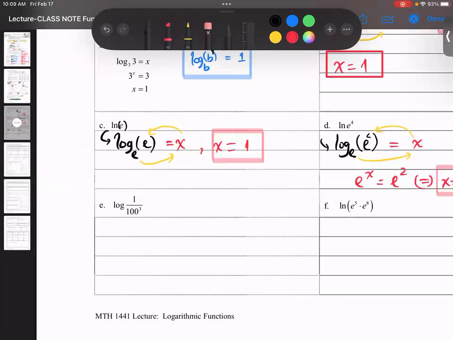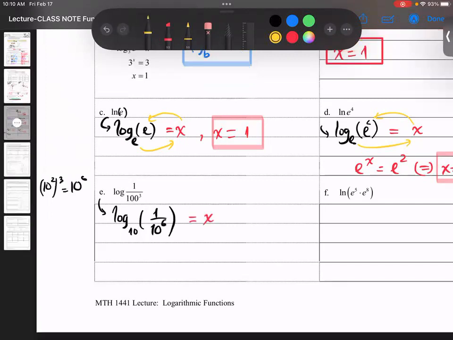This one I'm going to rewrite it as log base 10 of 1 over 100 cube. By the way, here, side work, 100 is the same thing as, can I write 100 as 10 squared? Yeah. And then there's a 3 outside for the exponent. 2 times 3 is 6, so 10 to the 6. It's a million. I'm going to write 10 to the 6 here. That equal to x.